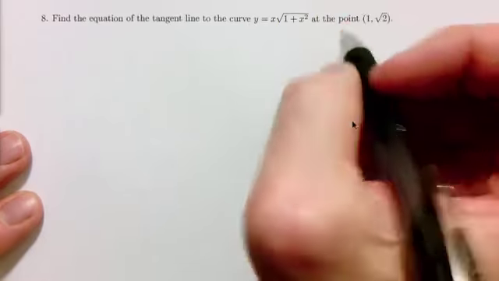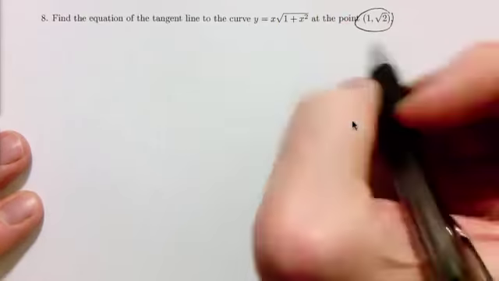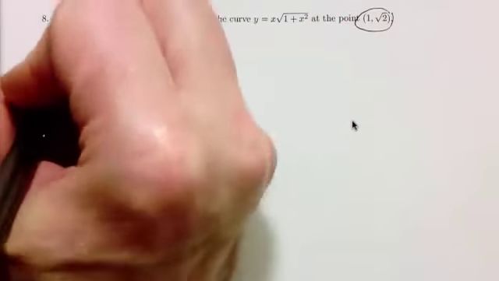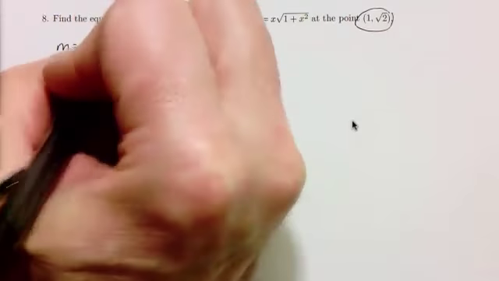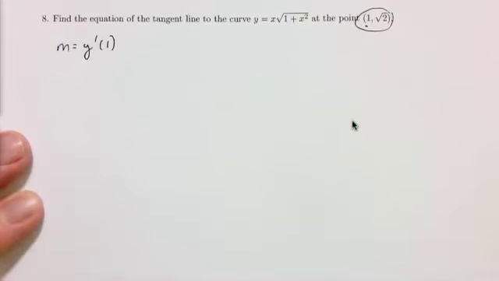Okay, I know what my point is. I need to find a tangent line, so I need the slope, which means I need to find the derivative and evaluate it at x equals 1, which is the x-coordinate of my point on the curve here.